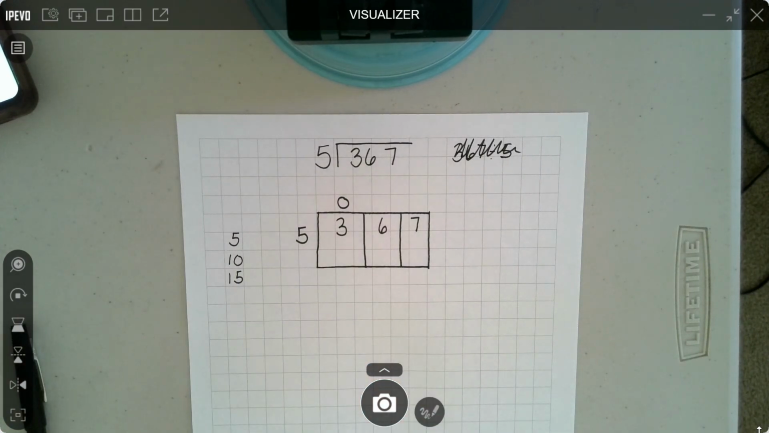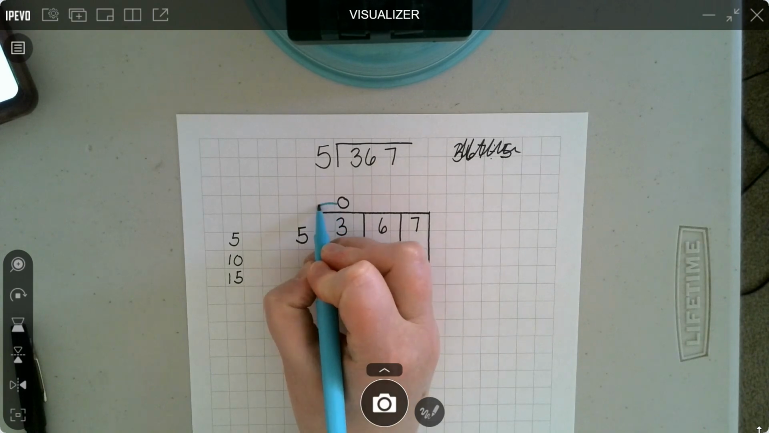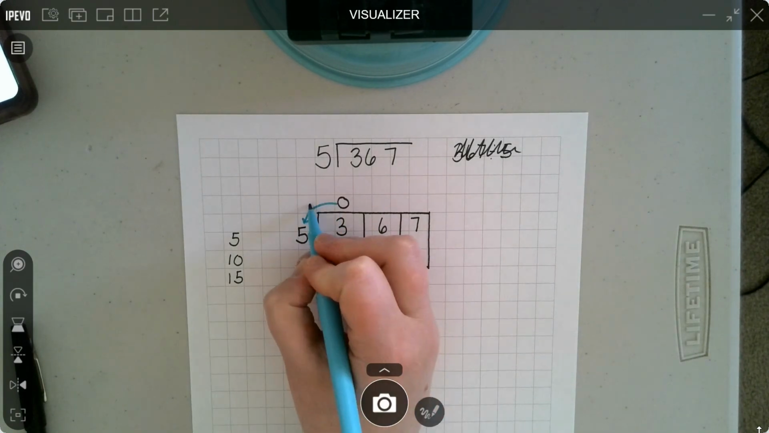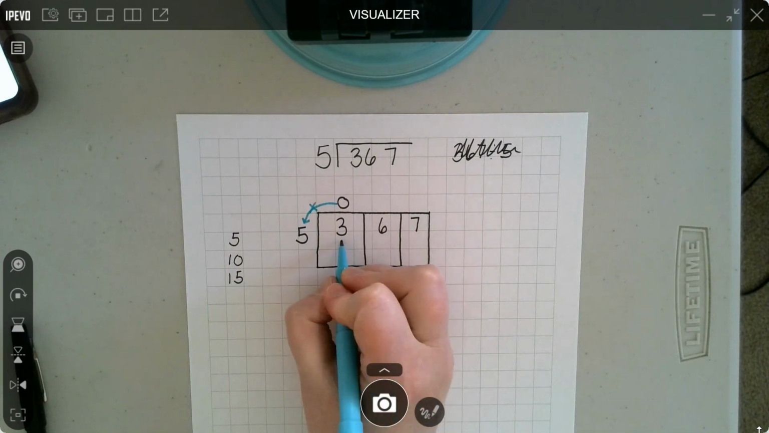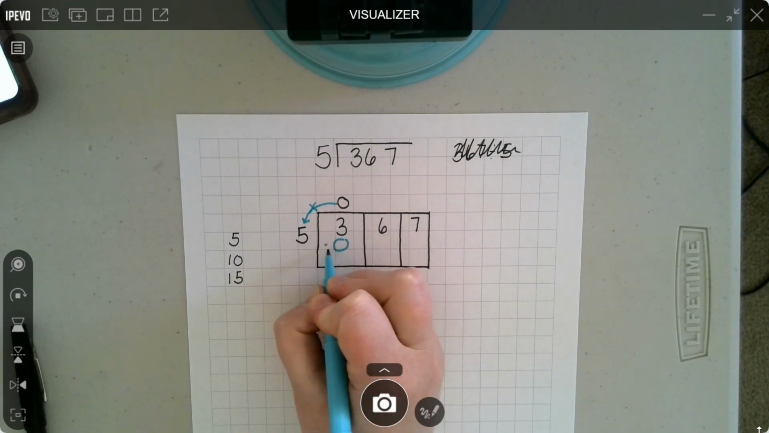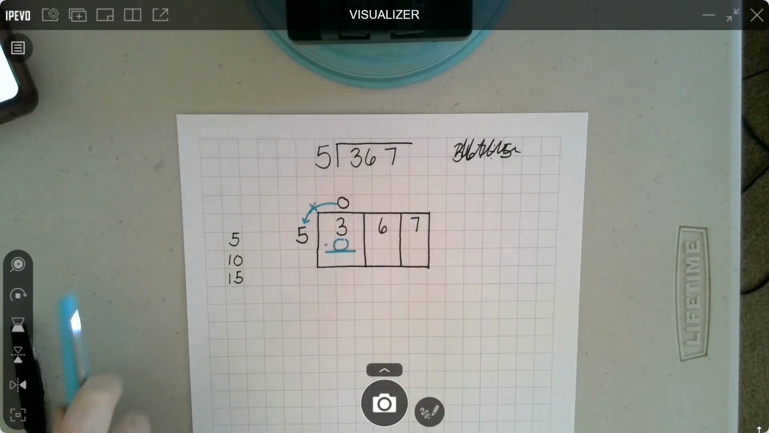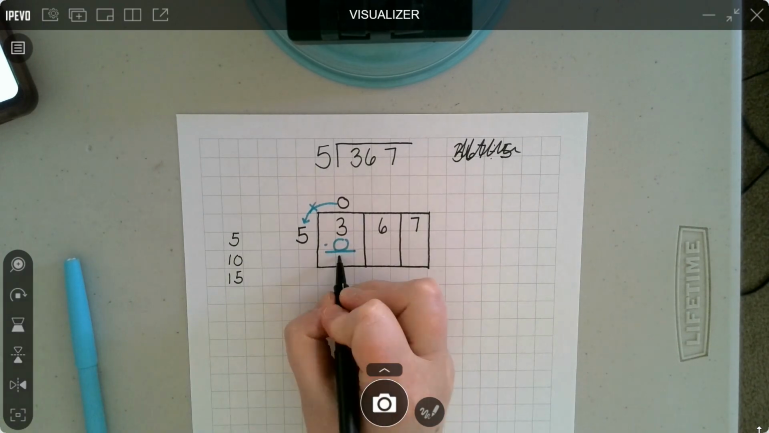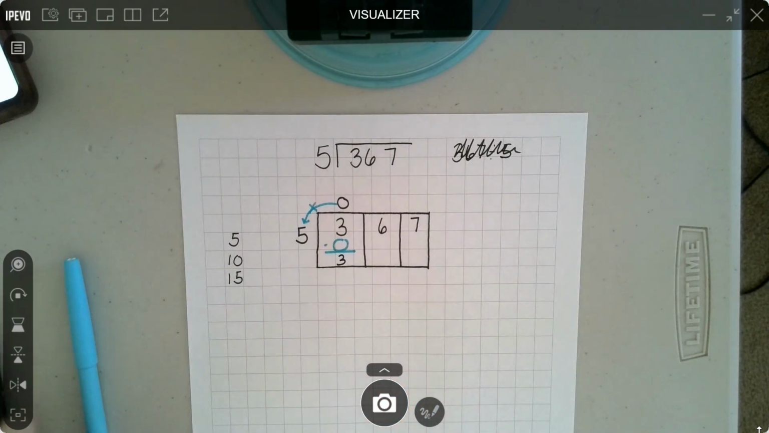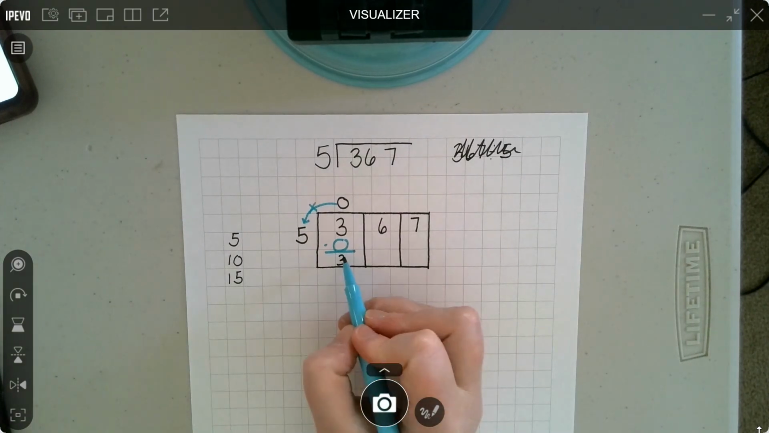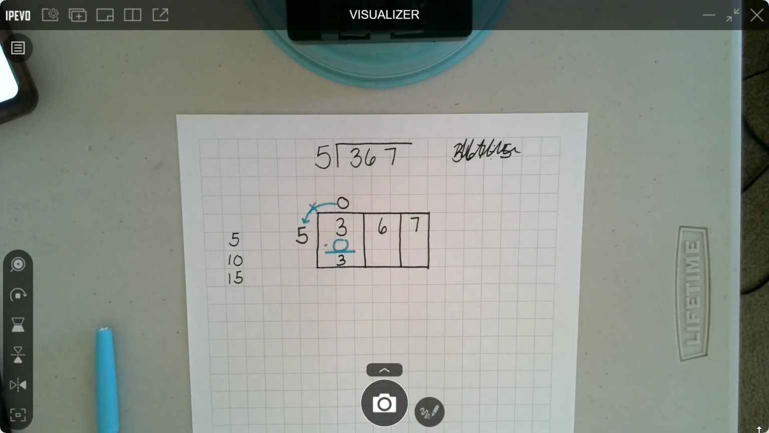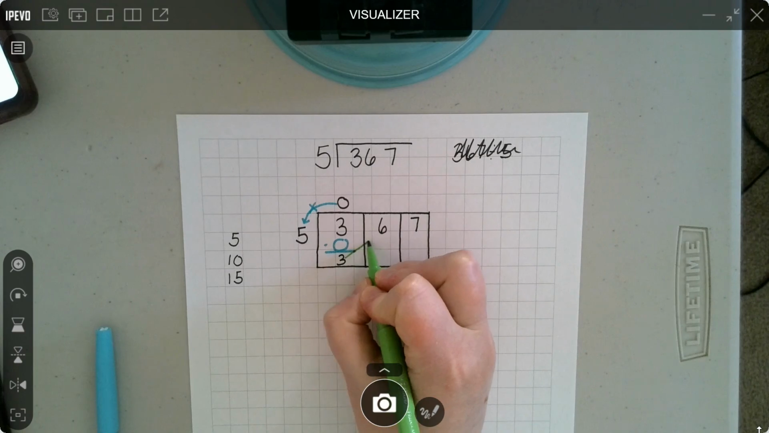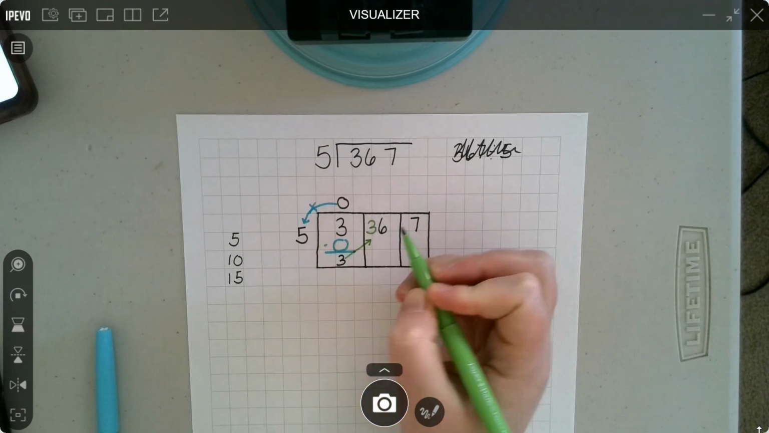So now I got to do 5 times 0. Well, what's 5 times 0? 0. So I'm going to do 3 minus 0. And what's 3 minus 0? 3. Now, because I have some leftover pieces right here, I got to drag that 3 up to the next box, and I want to put it in front of the 6 and make that a 36.